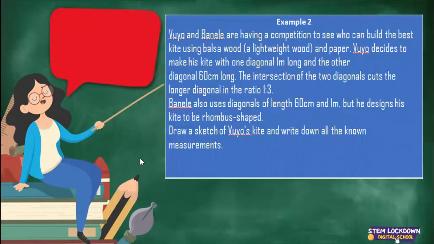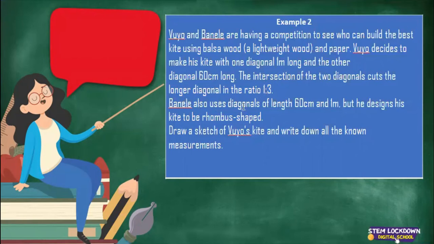Right, we look at example 2. Buyo and Bannerless are having a competition to see who can build the best kite using balsa wood, a light wood, and paper. Buyo decides to make his kite with one diagonal 1 meter long and the other diagonal 60 centimeters long. The intersection of the two diagonals cuts the longer diagonal in the ratio 1:3.